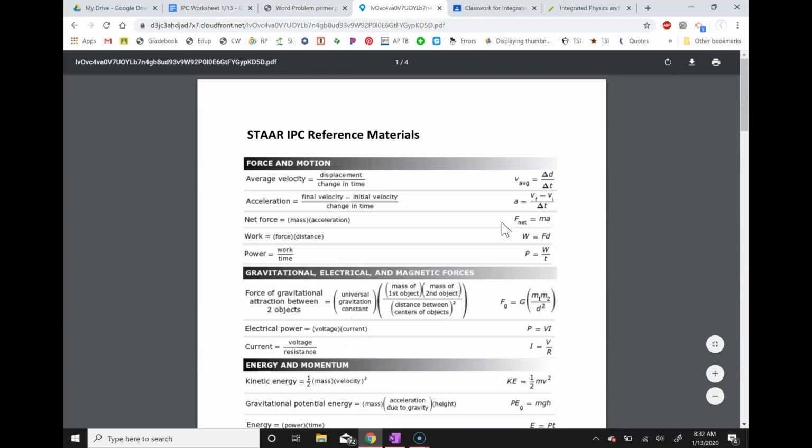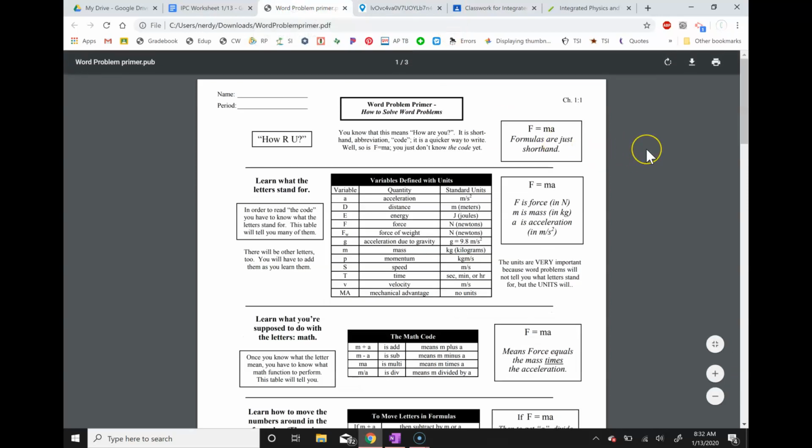Going back to the STAR IPC reference materials, like I said, we're going to be going over the majority of them today with our worksheet, so just have this to the side, but then please bring up this worksheet. It says Word Problem Primer or How to Solve Word Problems. I will give you just a minute to pull this out to make sure that you have this in front of you and you're on the right sheet.